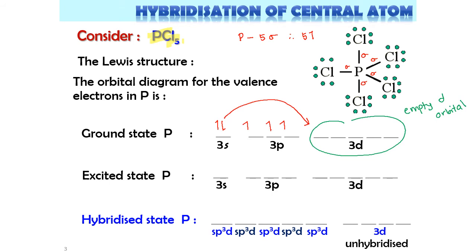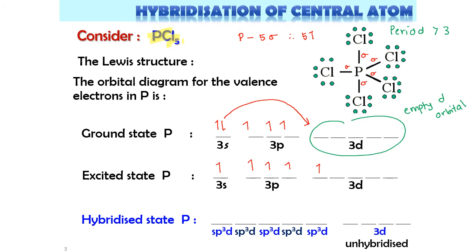So remember what we learned before this, expanded octet. The d orbital is there, but it is not filled with electron. It is for period 3 and above. There is the presence of the d orbital. Therefore here, at the excited state, you will get 5 single electrons, and they are ready to form 5 sigma bonds when you hybridize all of this.